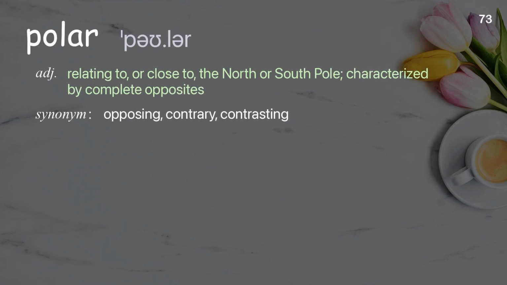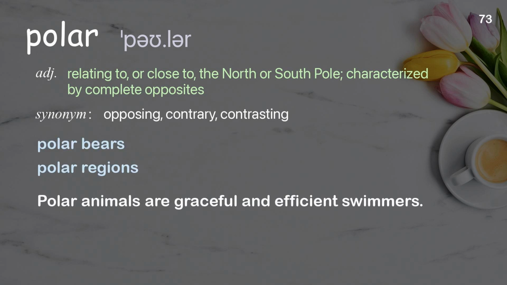Polar. Relating to, or close to, the North or South Pole, characterized by complete opposites. Examples: Polar bears. Polar regions. Polar animals are graceful and efficient swimmers.